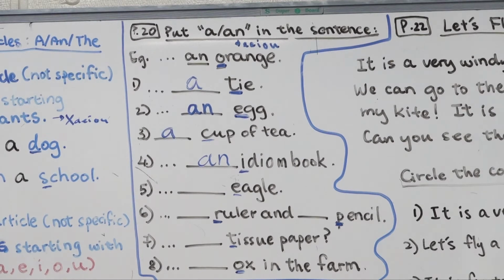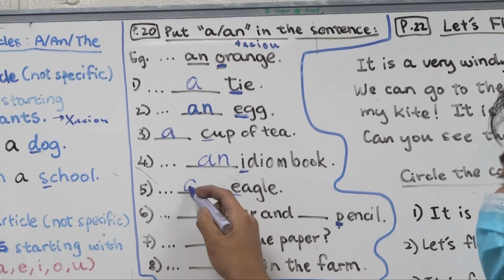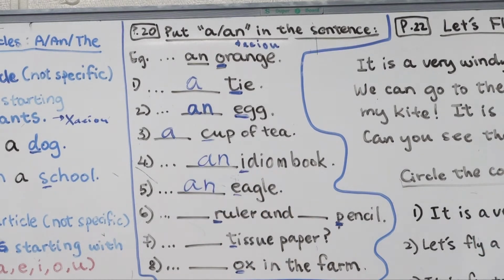Alright, so let's check our answers together. For question number 5, there is blank eagle in the sky. So here we have eagle, E-A-G-L-E. And eagle is spelt with an E in the beginning, which is a vowel. So we have to put an eagle, an eagle.